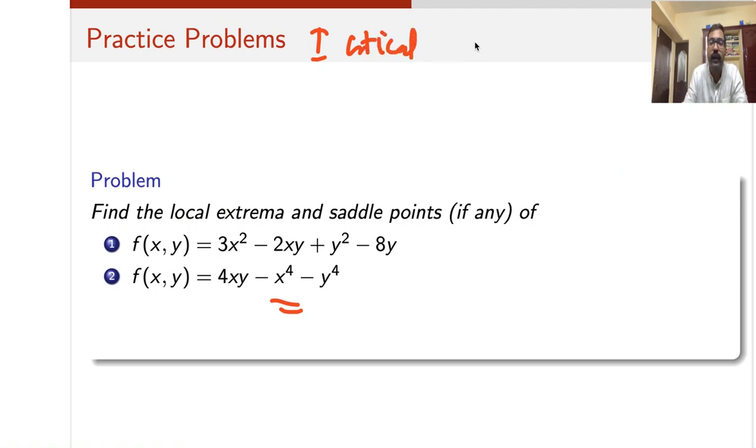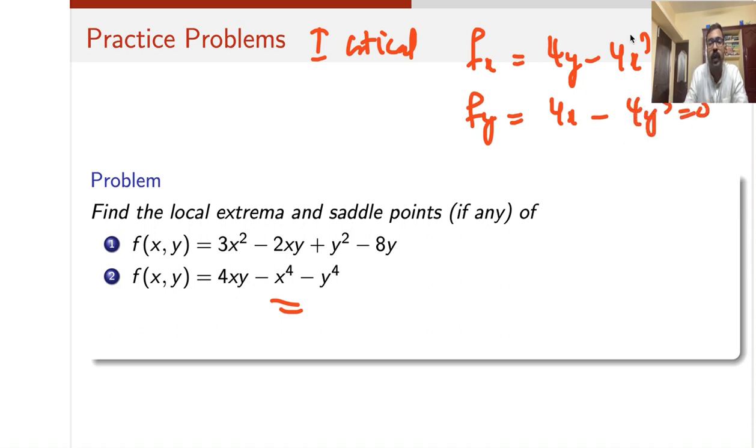Okay, so first you find fx. What is your fx? fx is nothing but 4y minus 4x cube. Equate it to 0. And similarly fy. What is your fy? Again, it is 4x minus 4y cube is equal to 0. So when you equate, you will be getting y is equal to x cube.